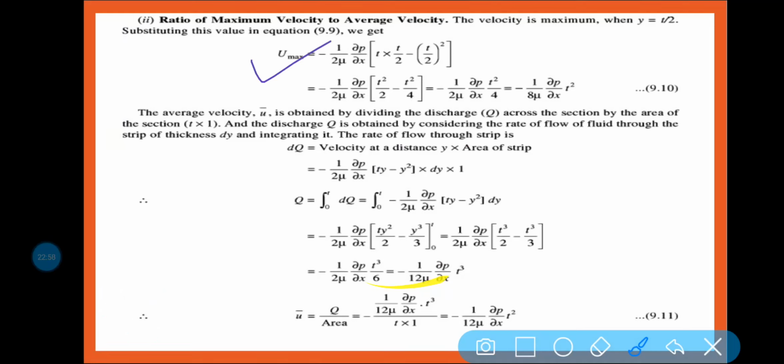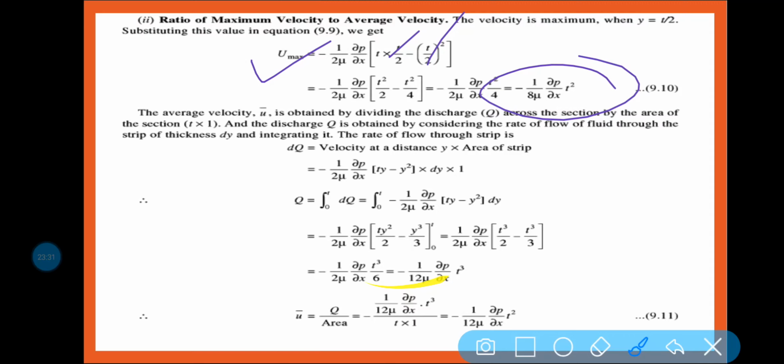So here basically u max is obtained at y equal to t by 2. Put all the values, you will be getting u max is equal to minus 1 by 8 mu del p by del x into t square. Why is it minus? Because pressure is dropping when it is traveling from point x1 to x2. So this is the maximum velocity. I hope it is clear.